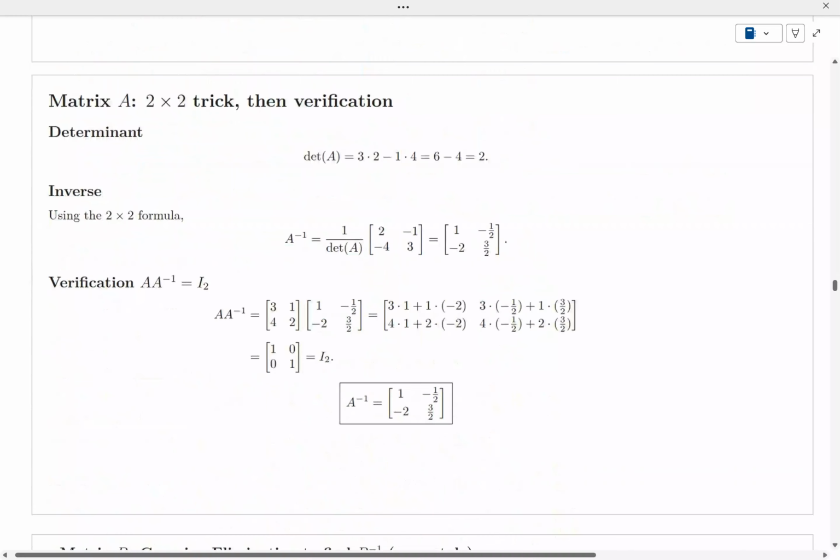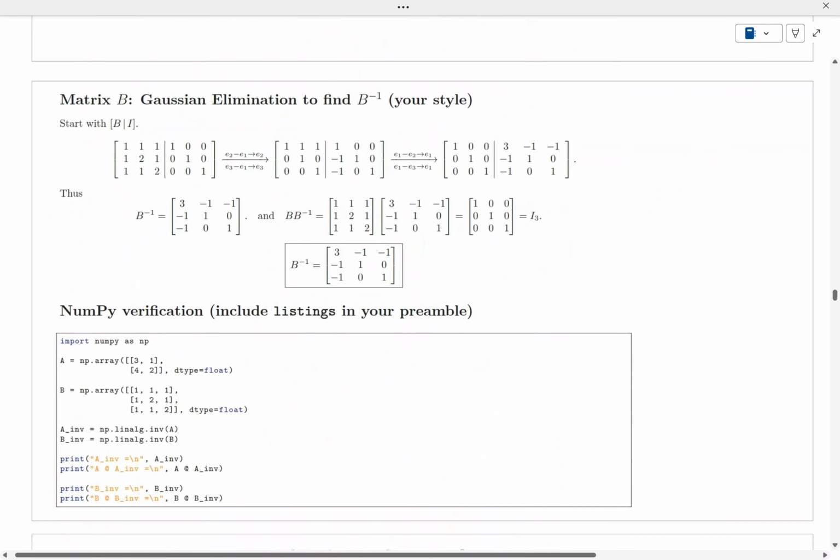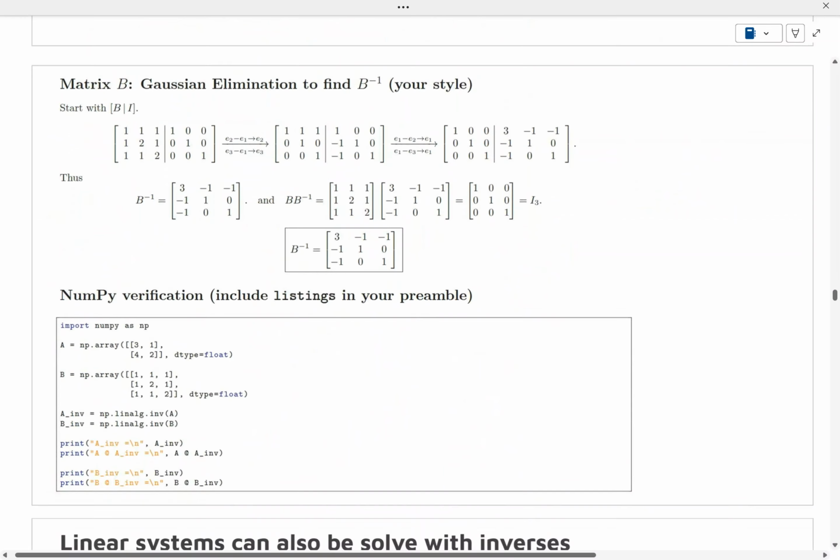Okay, here's the solution for the 2 by 2. You can pause the video and check it out. And then here's the solution for the 3 by 3. I also wrote the Python code for you guys.